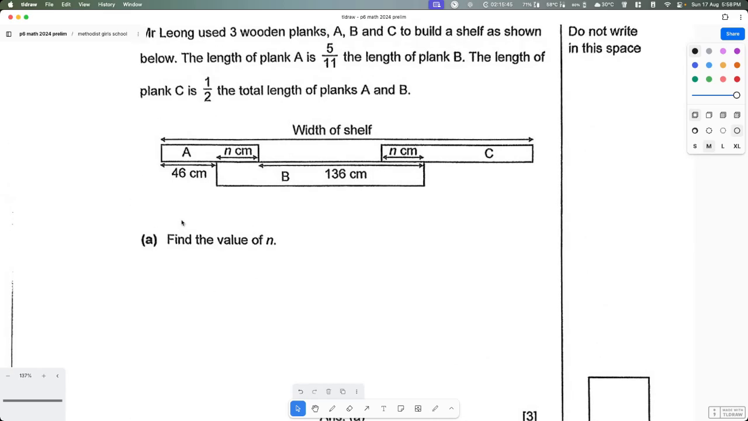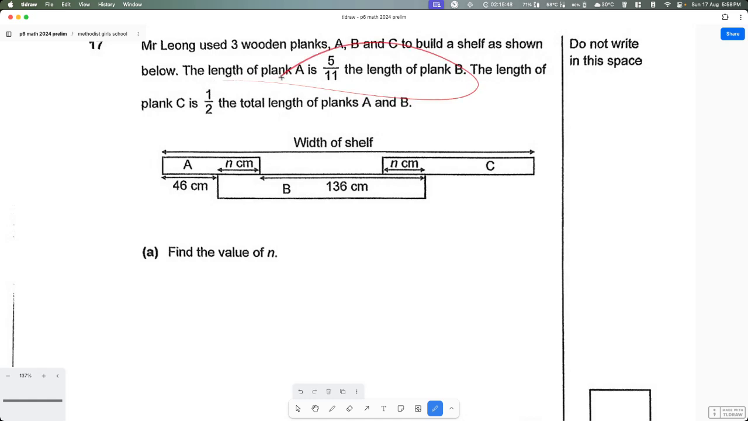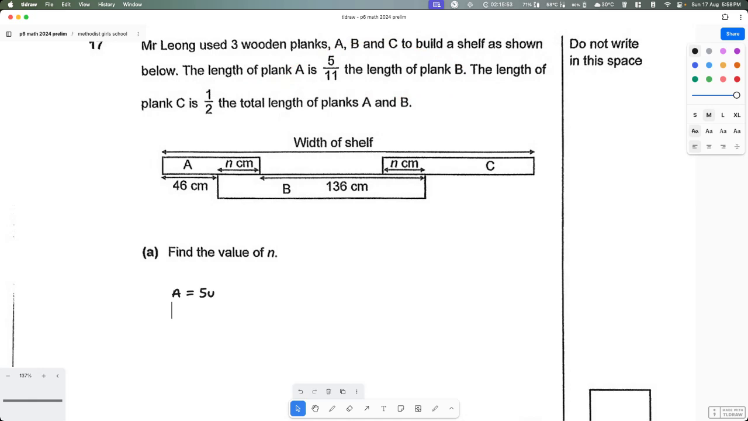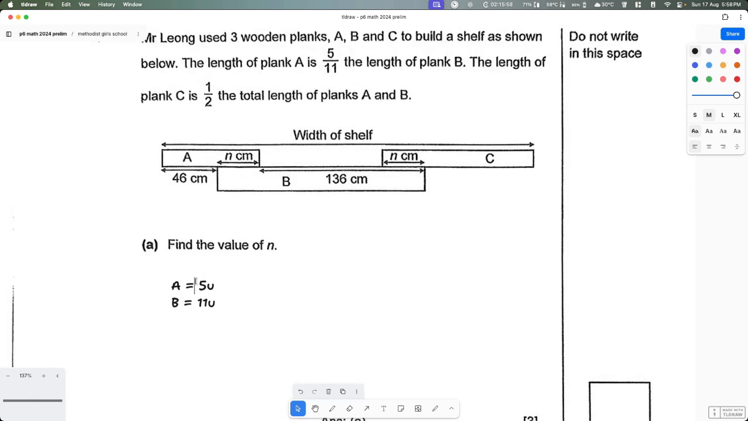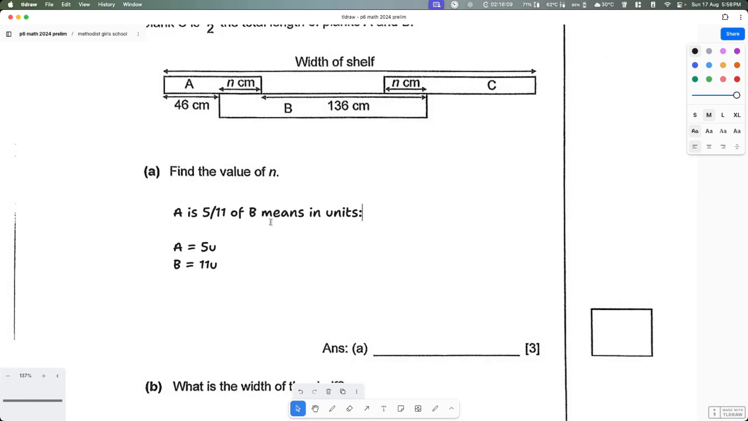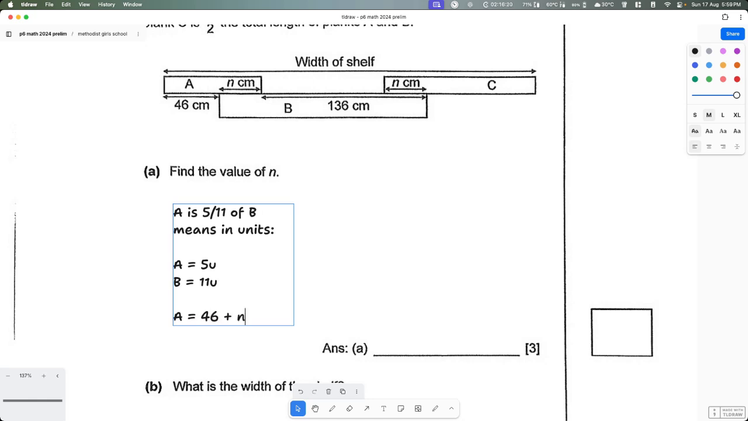So for part A, let's do this. The length of A is equal to 5 units, and then B is equal to 11 units. Right, A is 5 units, B is 11 units in this case over here. Okay, pretty straightforward. We also know that A is equal to 46 plus N, and then B is also equal to 136 plus N.